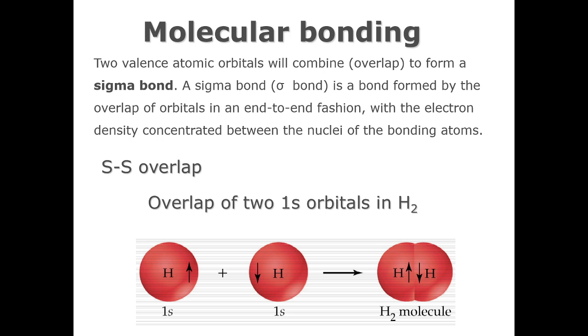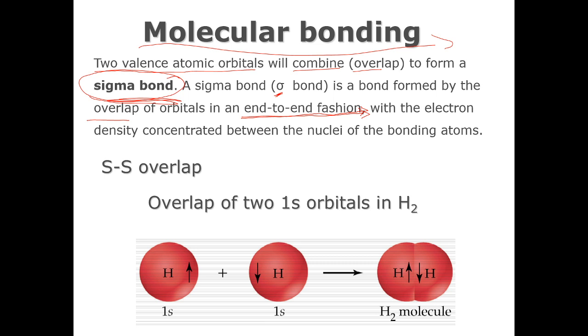Before we go into details with molecular bonding, there's one key concept we have to understand, which is what you know as a sigma bond. If two valence atomic orbitals combine or overlap, they form what you normally refer to as a sigma bond. So what is a sigma bond? A sigma bond, represented with the Greek letter sigma, is a bond that is formed by overlapping of atomic orbitals in an end-to-end fashion.